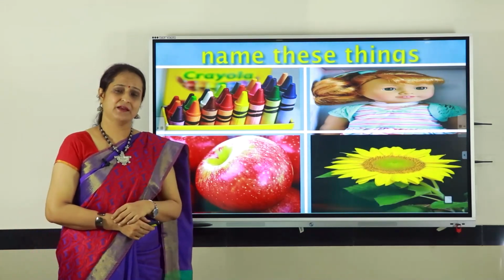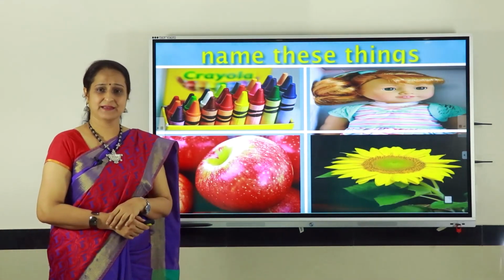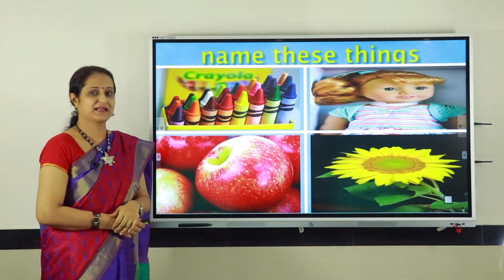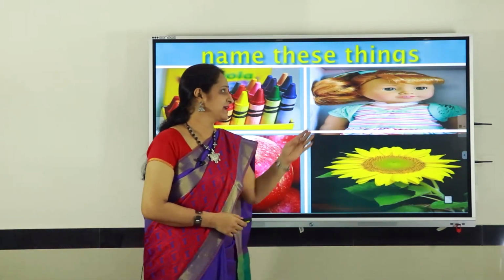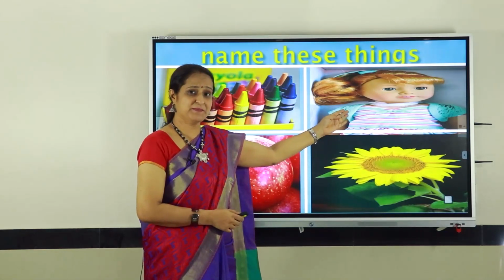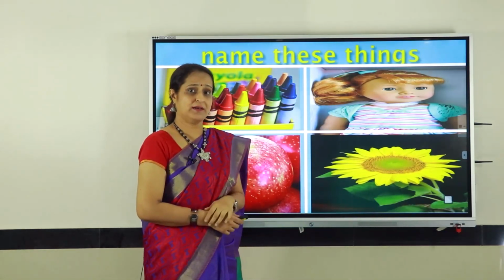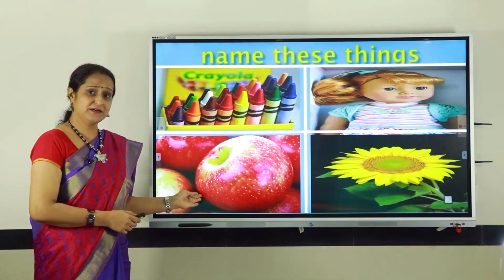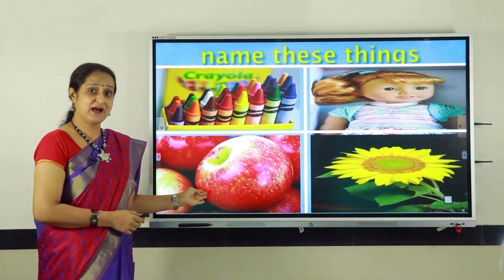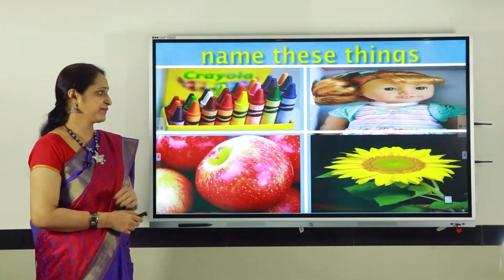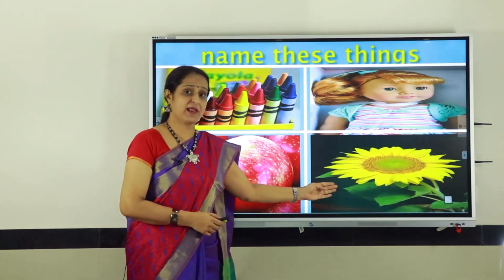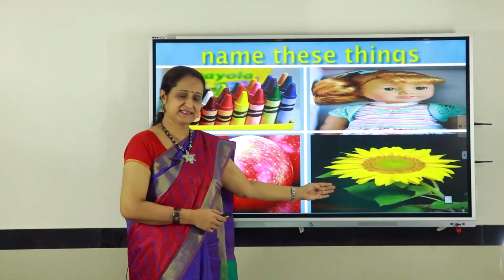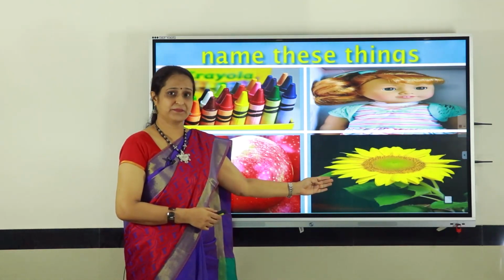Which is the thing used for coloring? Crayons. Name the thing here in the second picture. It's a doll. Name the red color fruit here. These are apples. Name the yellow color flower here. It looks so beautiful. Yes, it's a sunflower.